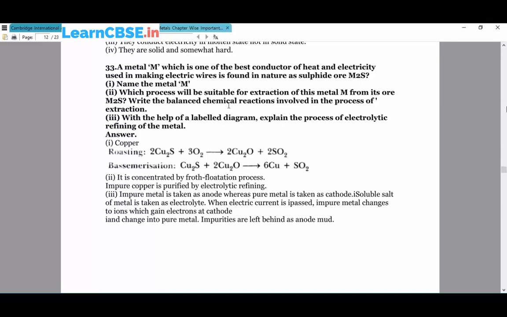Which process will be suitable for extraction of this metal M from its ore M2S? Write the balanced chemical equations. It is concentrated by the flotation process. The impure copper is purified by electrolytic refining. With the help of a labeled diagram, explain the process of electrolytic refining of the metal.